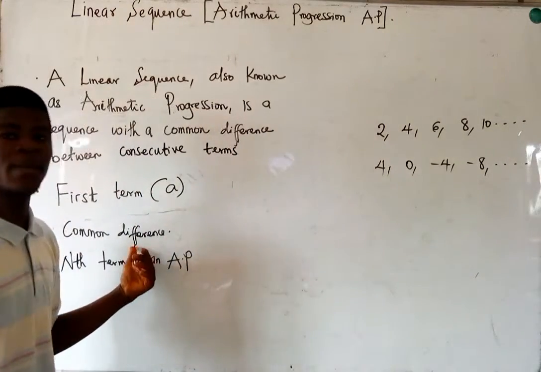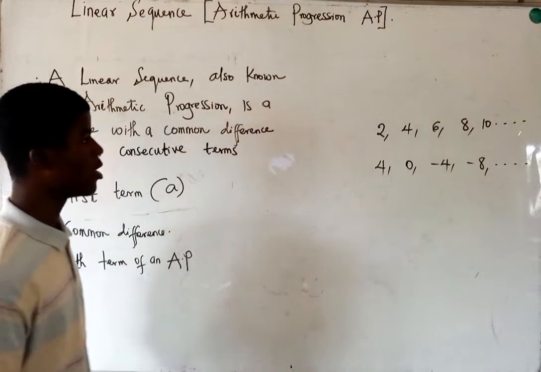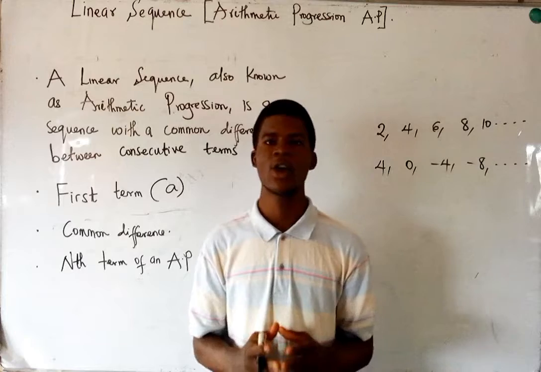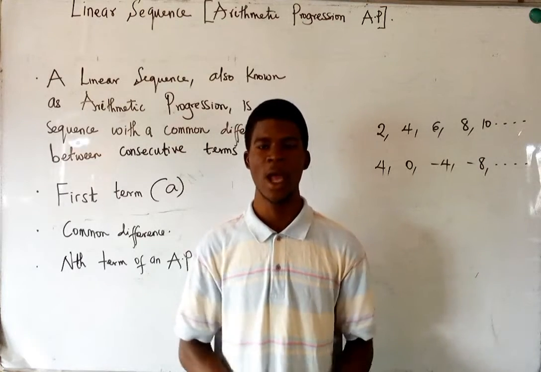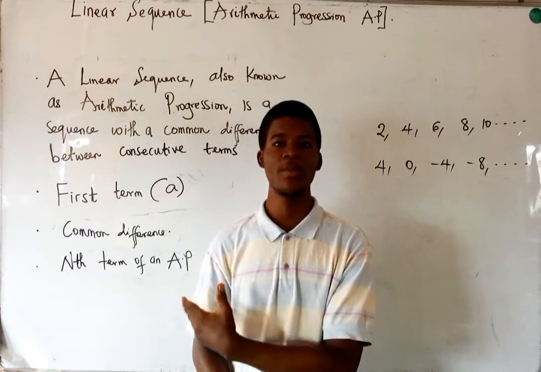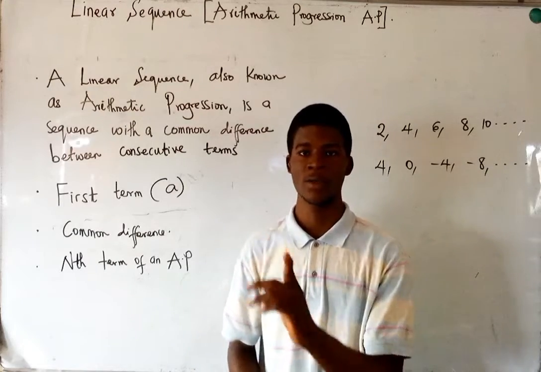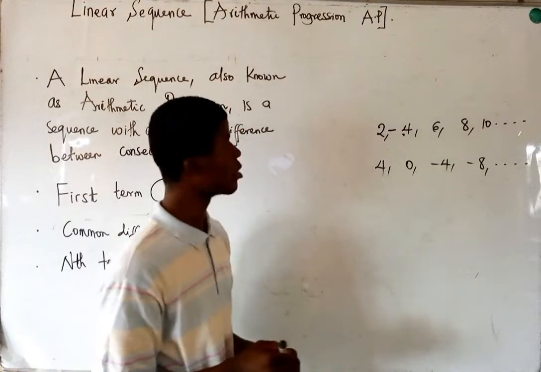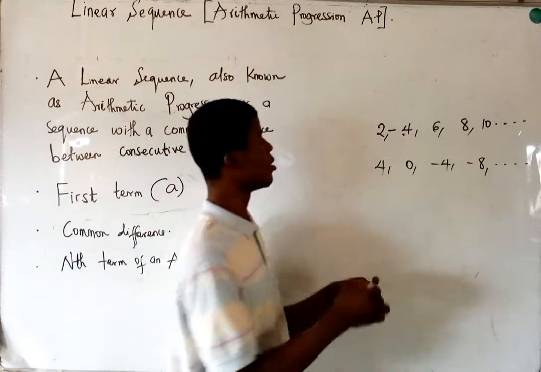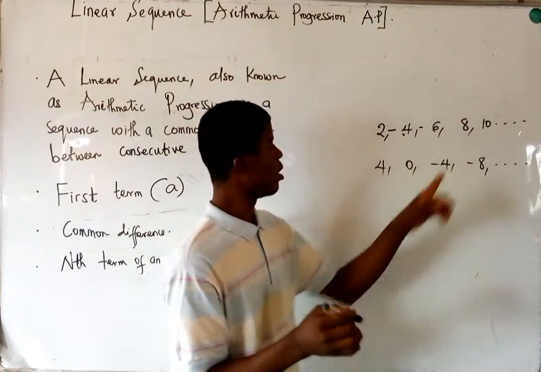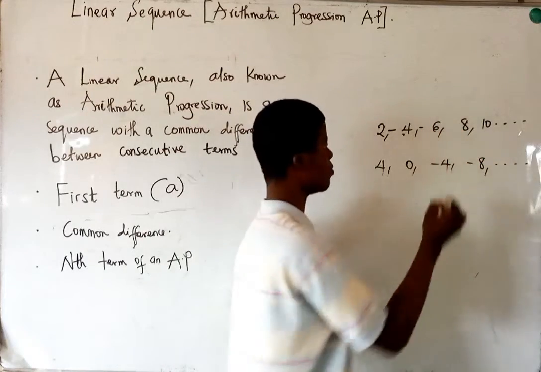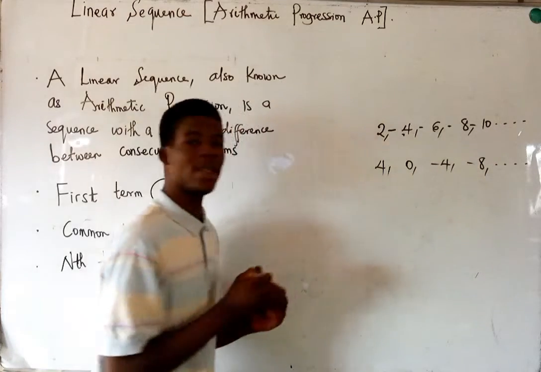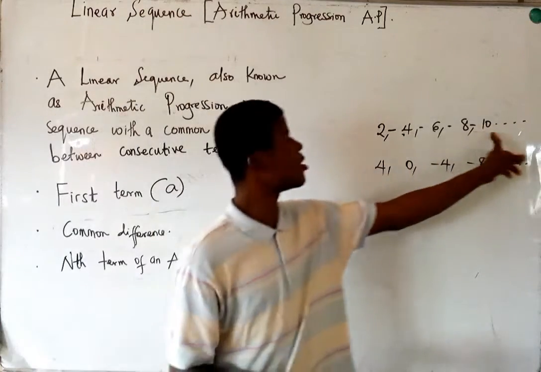Now, we have the second element here, the common difference. Now, how do we get the common difference? In a sequence, there is a common relationship that has been established, and in an AP, the common relationship is the common difference. Now see how it's gotten. What is 4 minus 2? It is 2. What is 6 minus 4? It is 2. What is 8 minus 6? It is 2. What is 10 minus 8? It is 2. So I can say that the common difference in this sequence is 2.